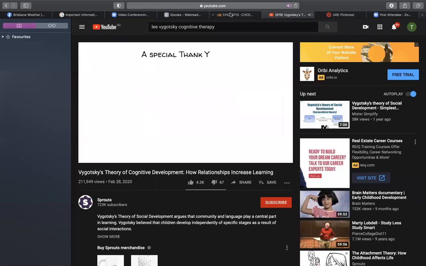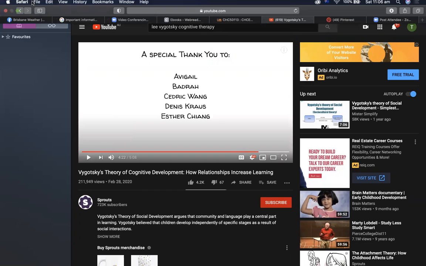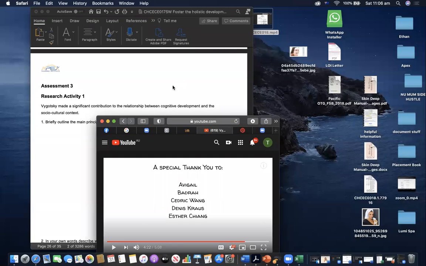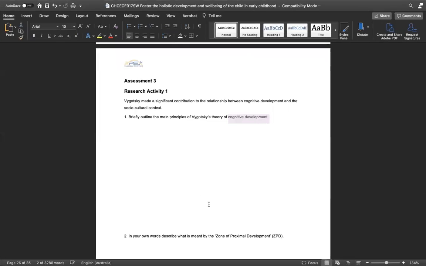Okay, so that gives you a little bit of an understanding. Okay, so you need to research, and I would want a good 2 paragraphs of what are the main principles of Vygotsky's theory on cognitive development. Make sure you definitely reference this, okay?